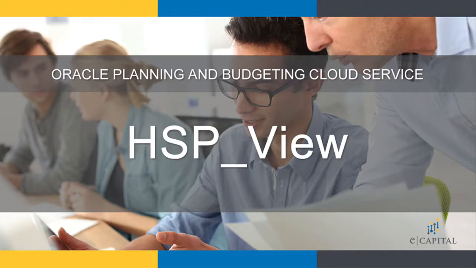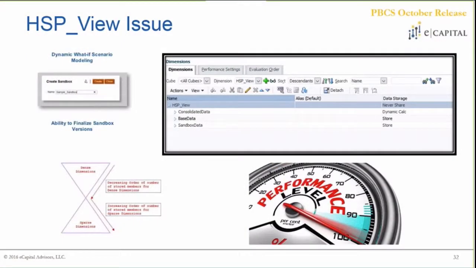So finally, this isn't actually in the release notes, but we want to give this information out to those of us that are joining these calls. What we've actually noticed, and it's hard for us to identify exactly when this issue came into play, we believe it came in with last month's release. We noticed an issue with the HSP view dimension.